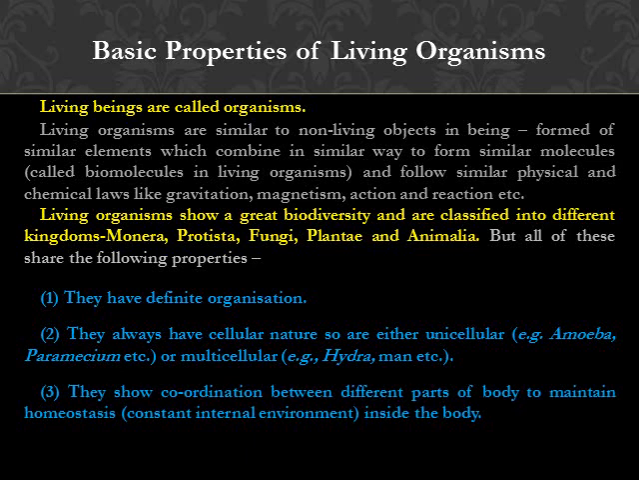Property number 3, they show coordination between different parts of the body to maintain homeostasis inside the body. Now, the majority of organisms have their own internal mechanism of running their body. In other words, it is a constant internal environment of their body. For example, we as humans have a particular body temperature that is nearly 37 degrees Celsius.